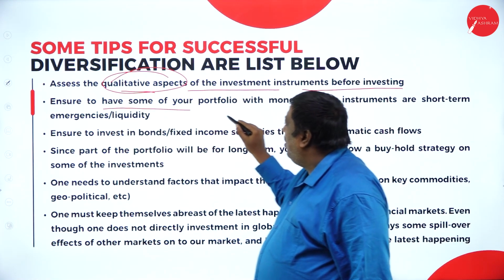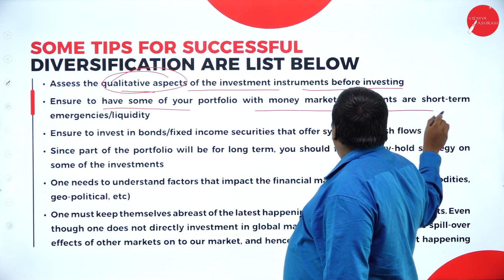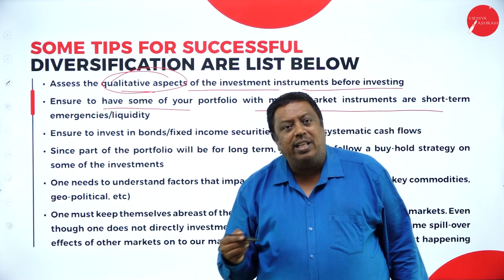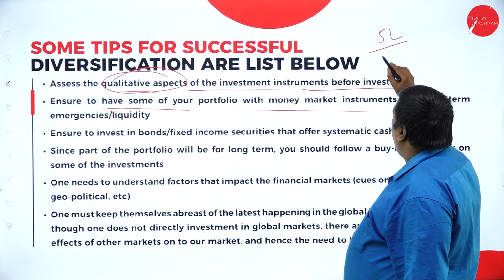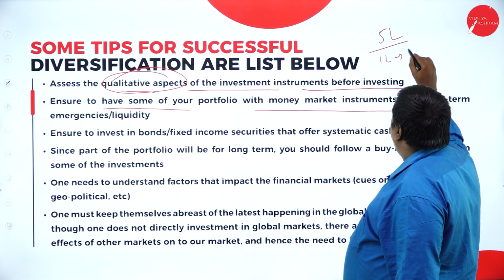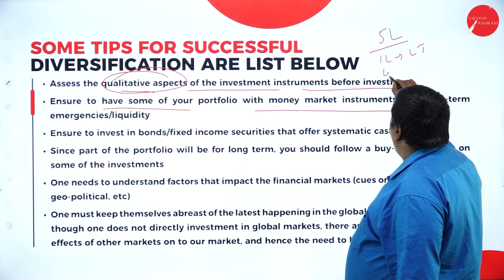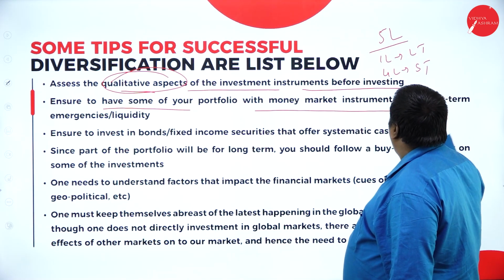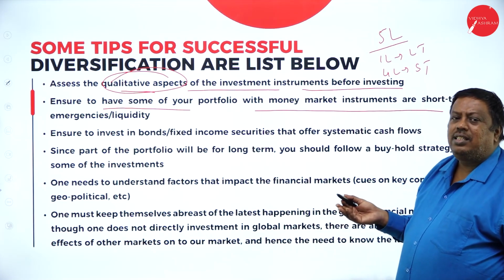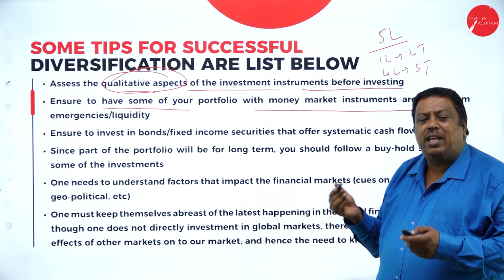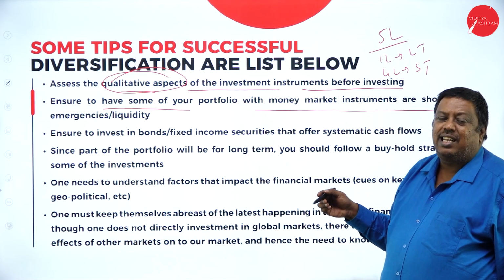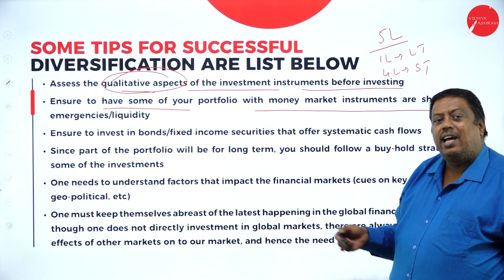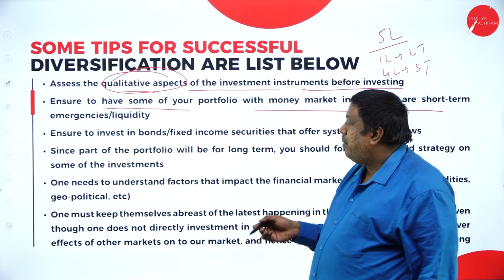Ensure to have some of your portfolio in money market instruments for the short term. What they are saying is that if you're planning to invest 5 lakhs, do one thing: invest 1 lakh in the long term and the remaining 4 lakhs in the short term. So you can safeguard your money, which will be less risk, and your money will be returned easily without any hurdles, and you can have control of your money.